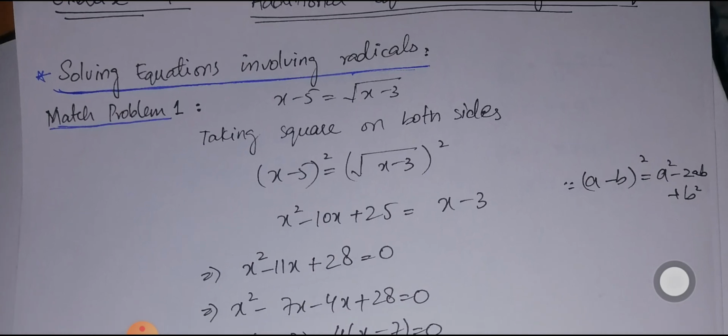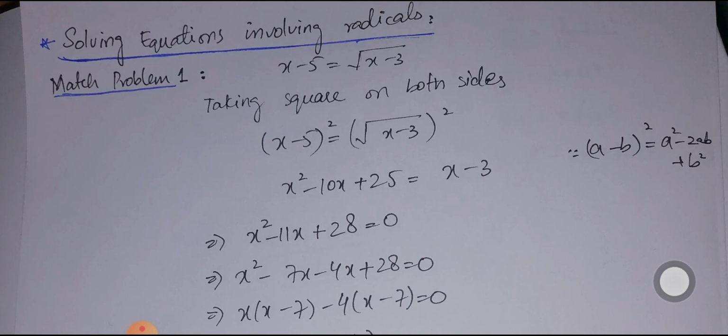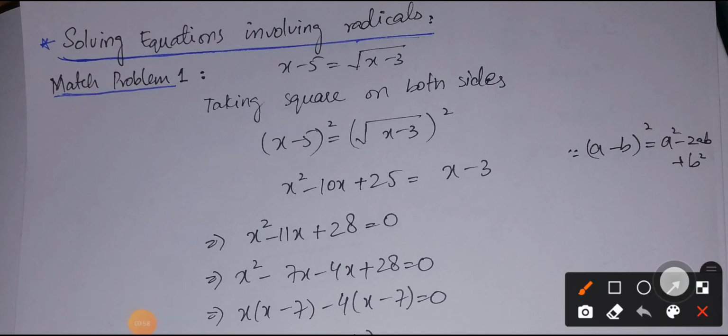Here we are going to solve Match Problem 1. You can go through Example 1, which is already solved in the book. So here we have the match problem: x minus 5 is equal to square root of x minus 3. You can see that a radical sign is involved here, and we need to see how to solve such equations in which at least one radical sign is appearing.